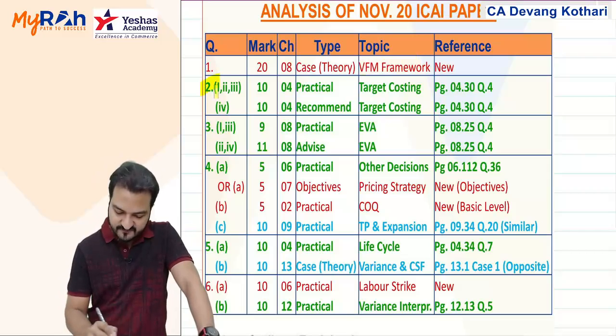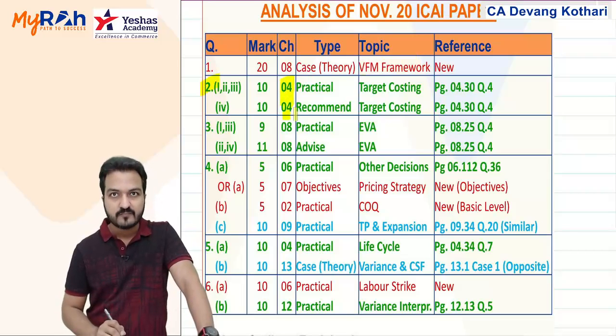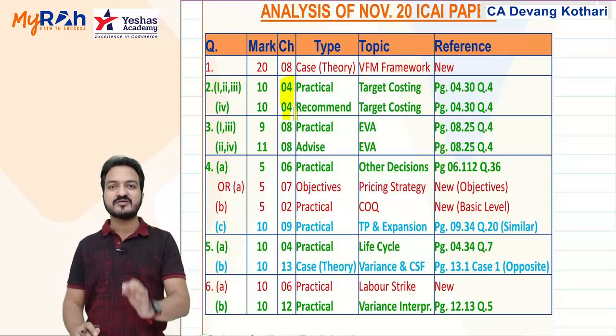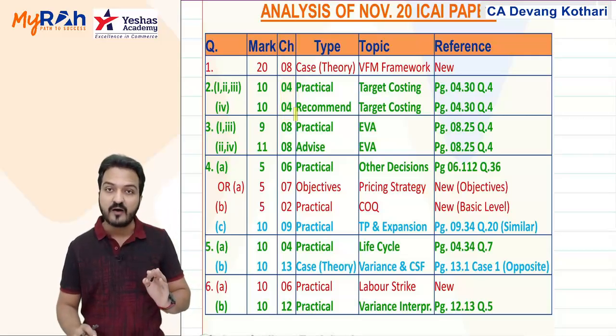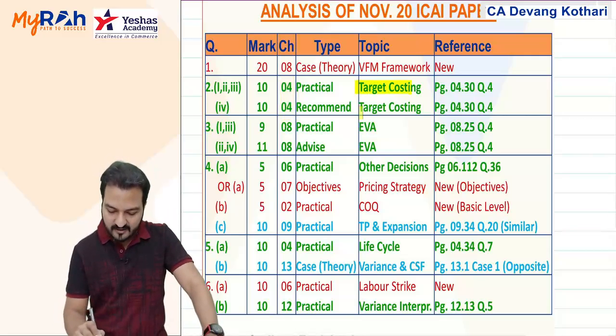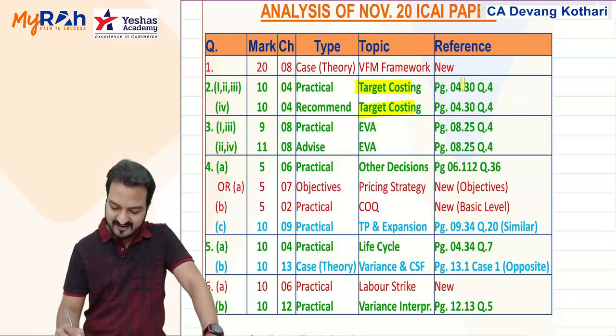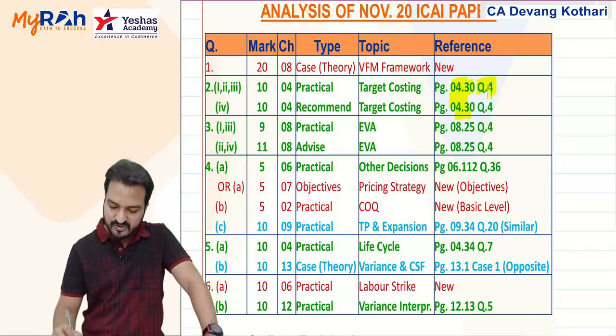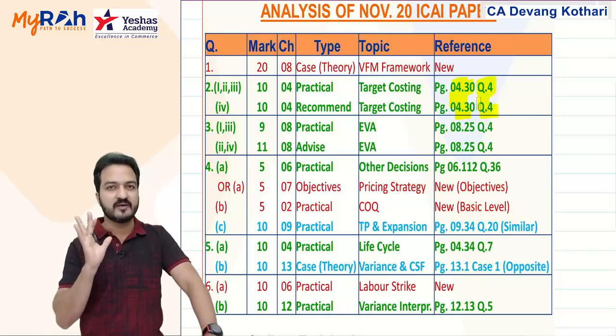Question 2 was from chapter number 4, and chapter 4 was about cost management techniques. Under that, one of the topics was target costing. This question was directly from our book. You can find that in my book, page 4.3, question number 4, the exact same question.